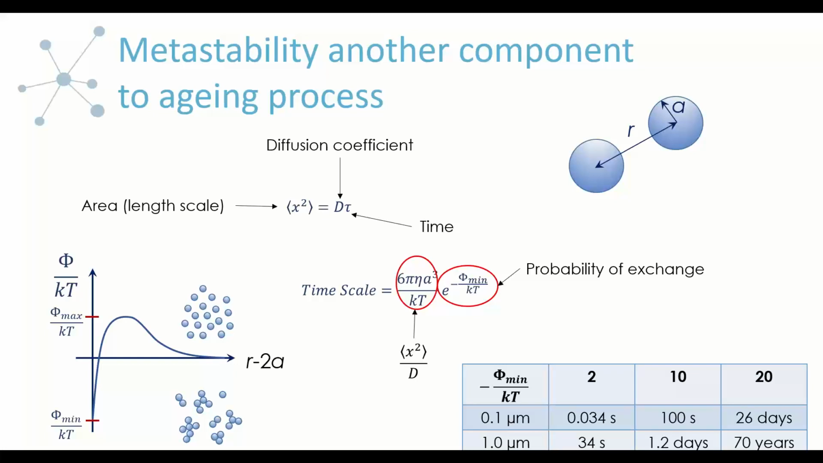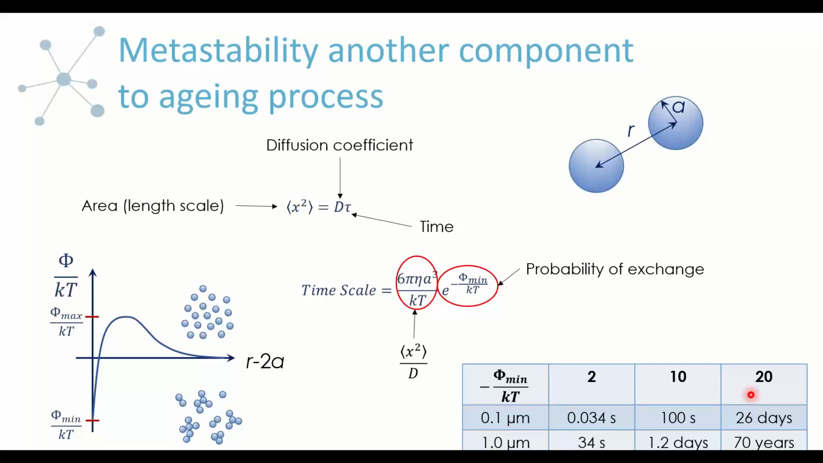So here I have this interaction potential table. This is just a simplified prediction for aggregation, comparing a 100 nanometer particle and a 1 micrometer particle, and different values for phi min over thermal energy.